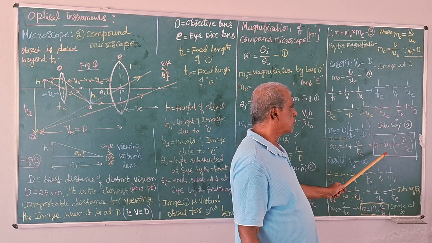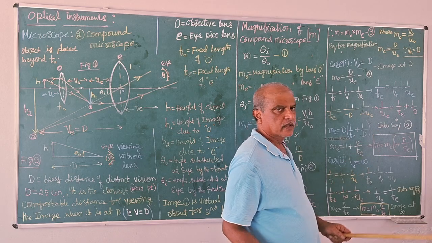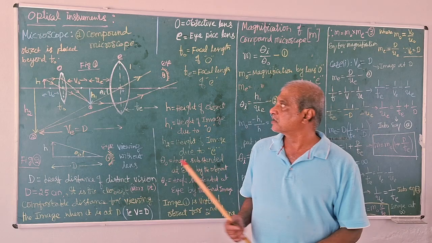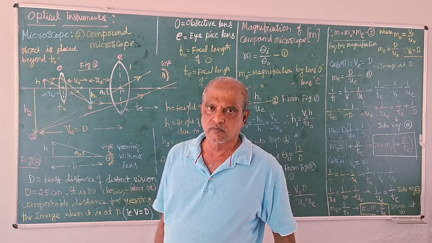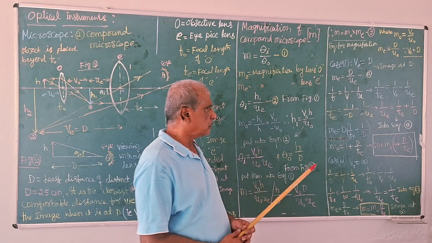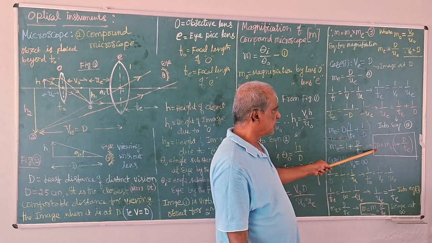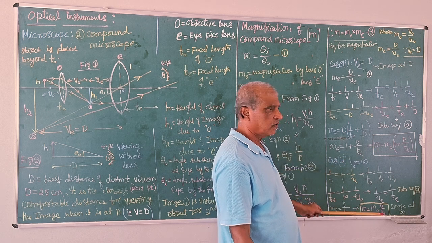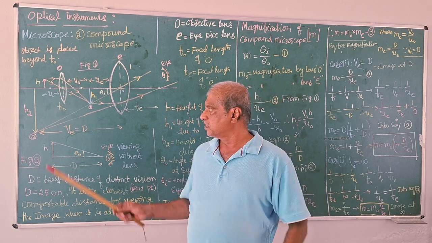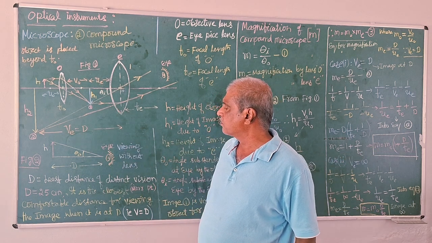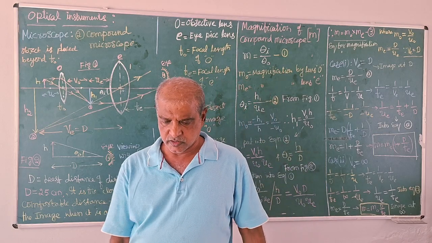So these are the two possible cases where the magnification for the compound microscope is given, for the least value and the highest value of the image distance from the lens. So with this you have just completed this.